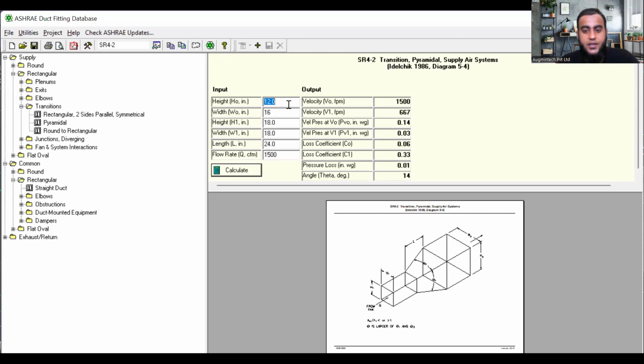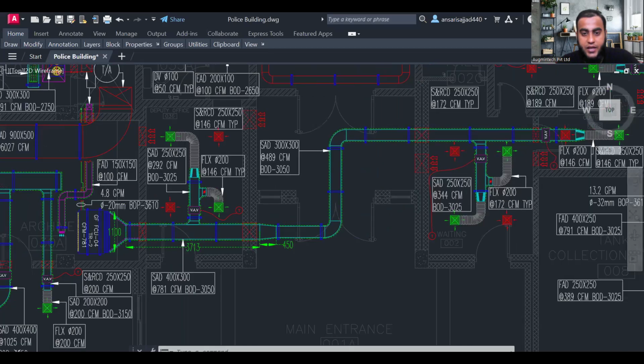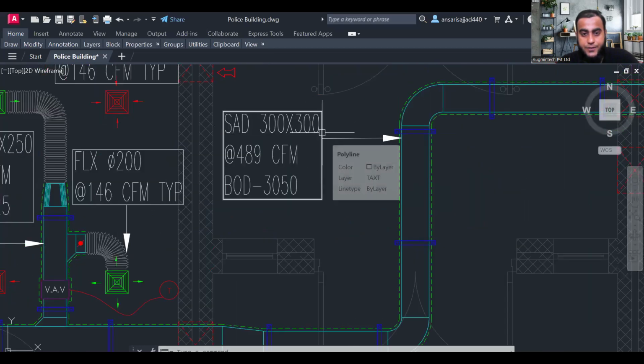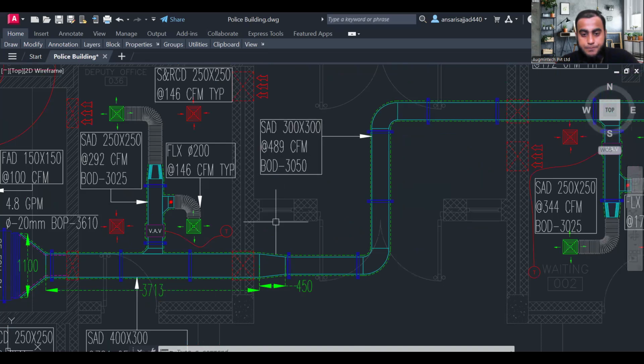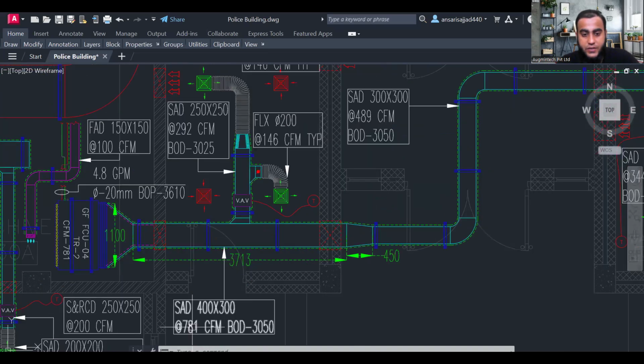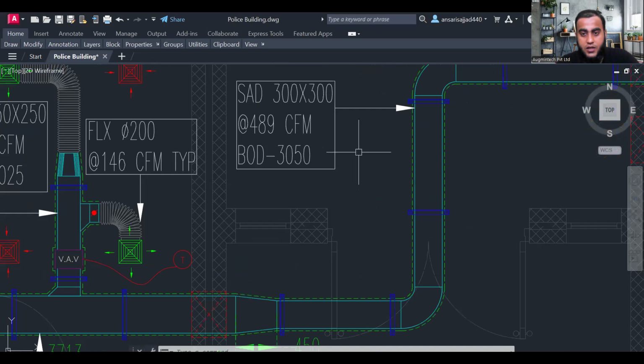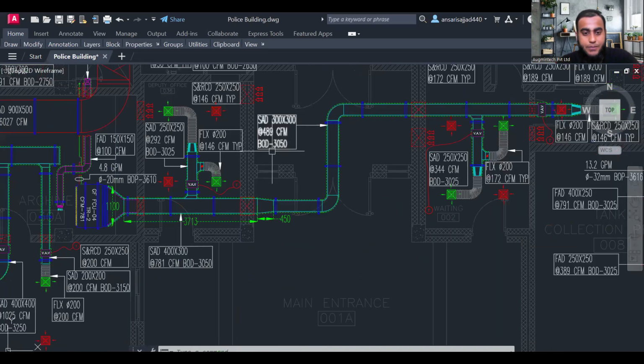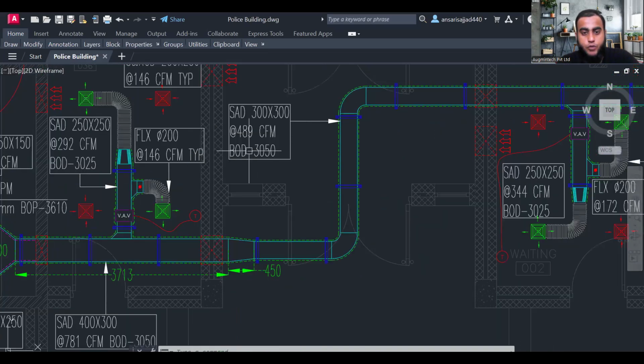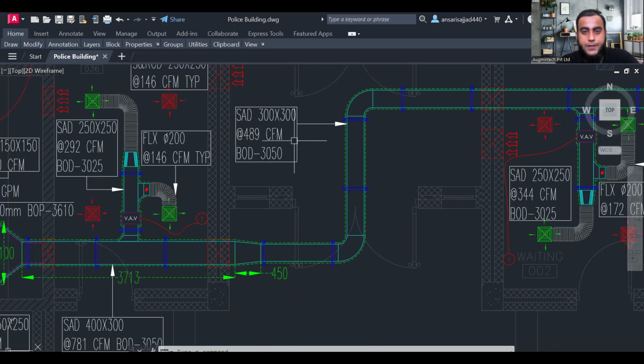Correct? Am I right? Tell me, please. And the height of that duct is 300, which means 12 inch. Correct? After reducing, when you see in the AutoCAD file, the height and width is 300 by 300. The flow is also different. Before reducing, the flow is 781. After reducing, because you are supplying some amount of air here, the flow will automatically reduce to 489.